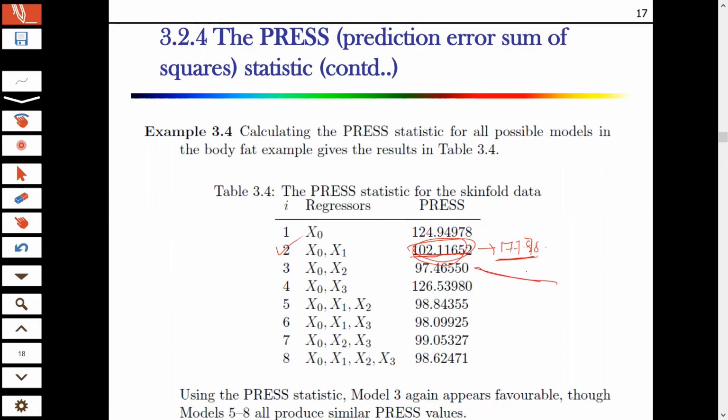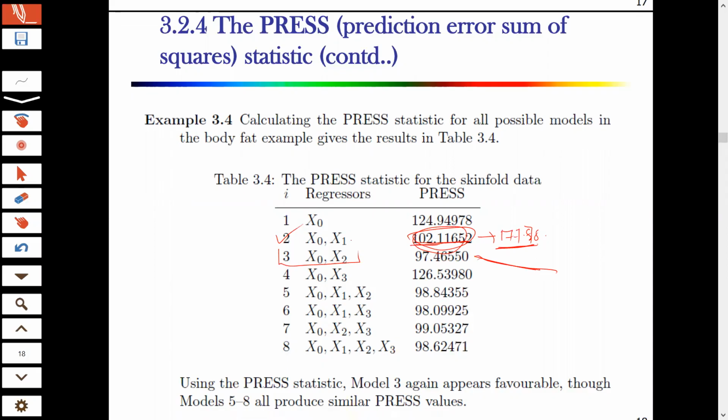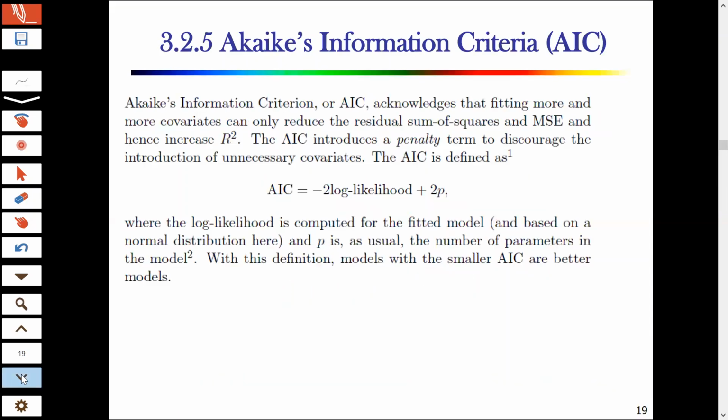Look at this, this is the best model. This is that model. That means using the Peirce statistic, model 3 appears favorable. Models 5 to 8 all have similar Peirce statistics. So model 3 is the better model, including only x2. So this is the Peirce statistic.